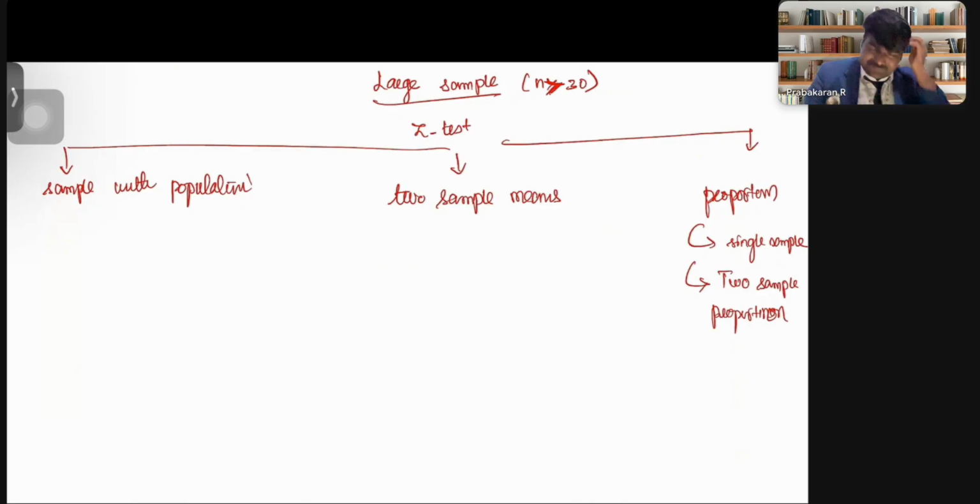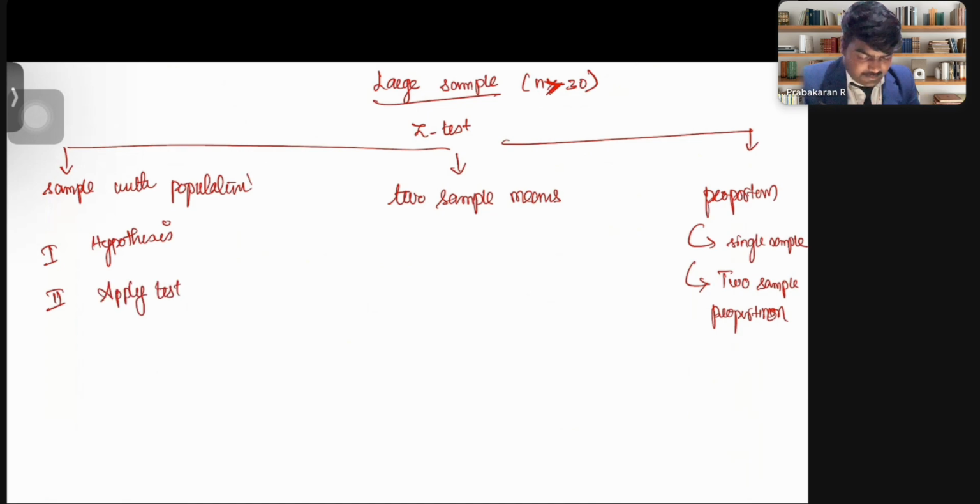So the thing is, before entering into the testing of hypothesis, there are only four steps. Try to remember this. The first step is creating the hypothesis. The second step is applying the test statistic. The third one is the table value, and the fourth one is the conclusion.